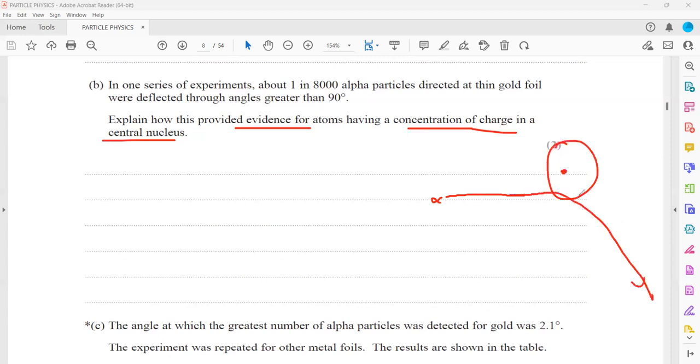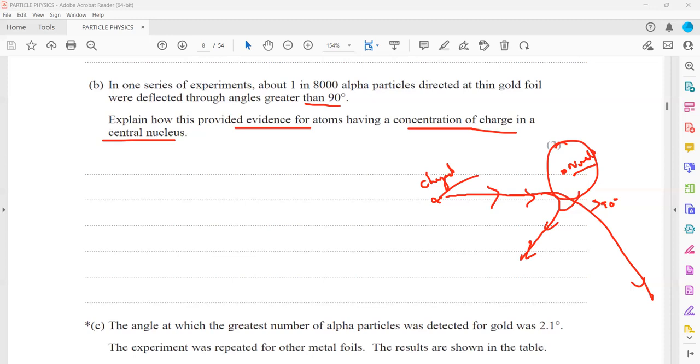So how does this give evidence? A deviation is there, and an angle greater than 90 degrees is there. So how does this show that there's a charge in the central part of an atom, that charge is present in a nucleus? Basically, the idea is that alpha particles are charged. So if a nucleus is charged, then like charges repel each other, and to change the angle by more than 90 degrees, the nucleus must be charged.